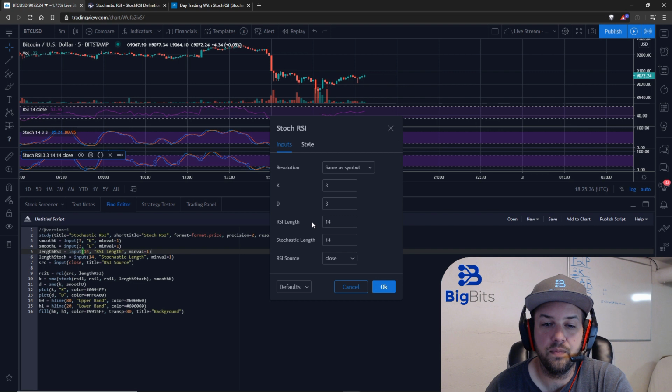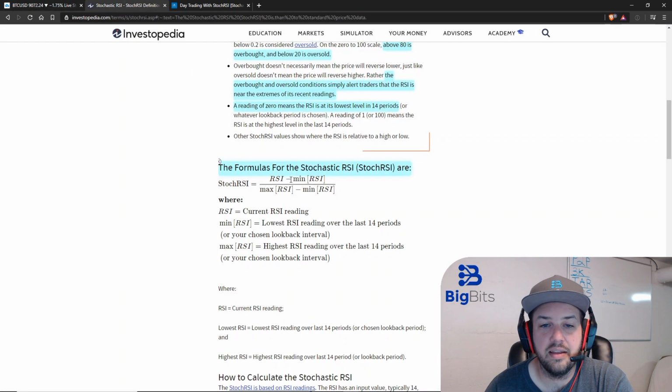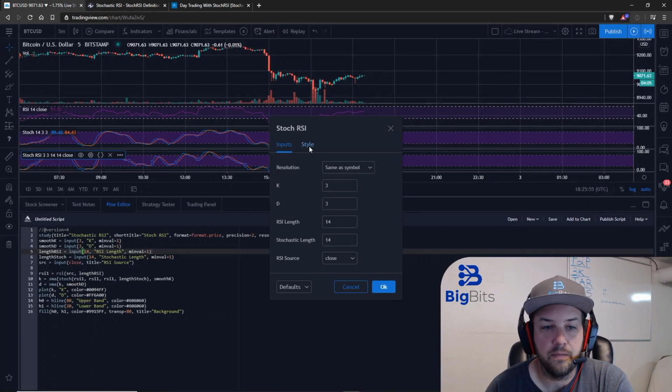So the first thing you're going to need to do is calculate the RSI. Once you have the RSI, then you need to look for the minimum and maximum values of that RSI over the last 14 periods. Now, 14 is what it uses by default. This is the stochastic period. So when you're looking at this indicator on TradingView, the stochastic length of 14 is how far back you're looking for the minimum and maximum RSI value on the chart.